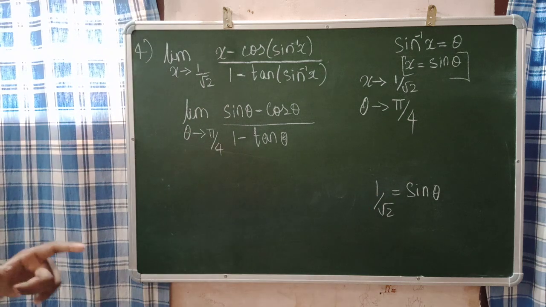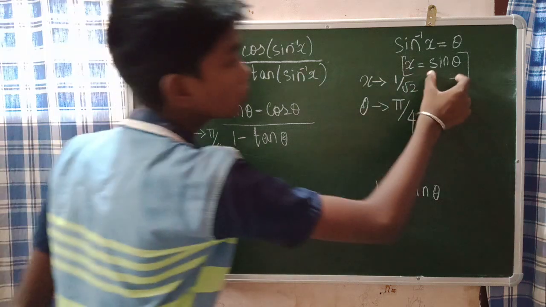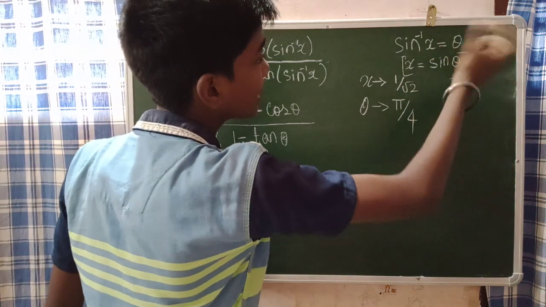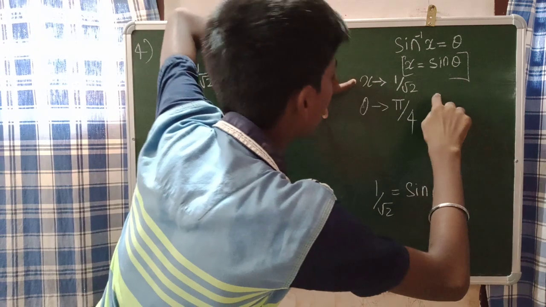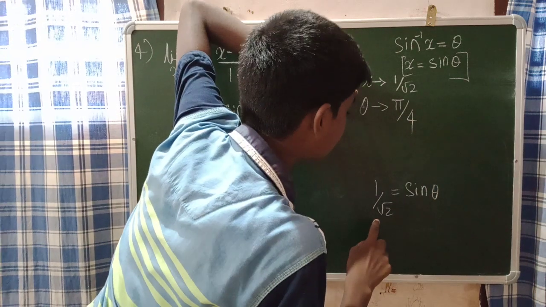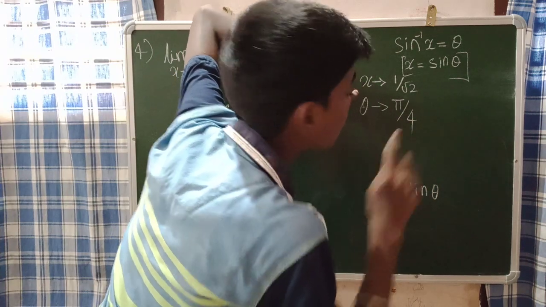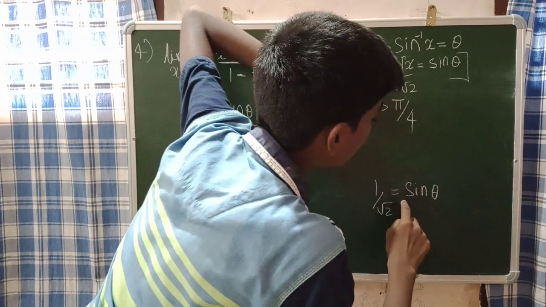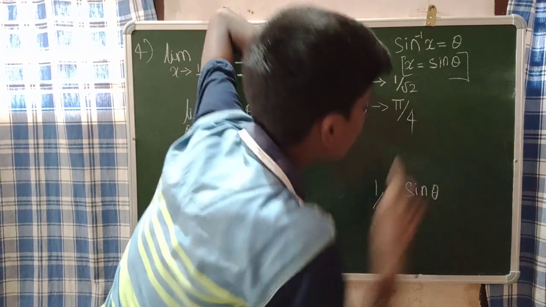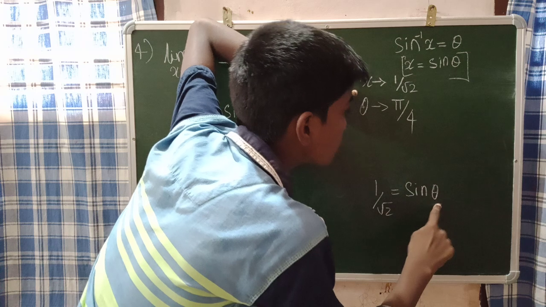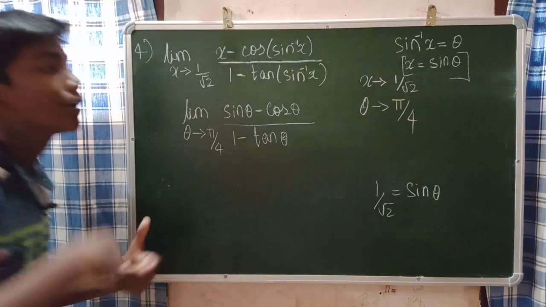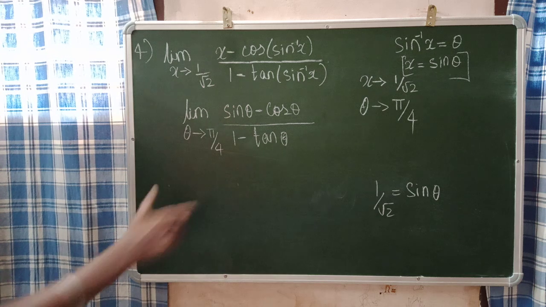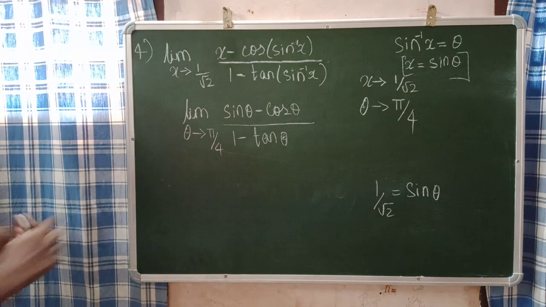This is what is very important. Just by using this particular thing, as sin inverse of x, you put it as theta, then x will be sin theta. If x is equal to sin theta, we know x tends to 1 by root 2, not pi by 2 guys, 1 by root 2. That will be equal to sin of theta. When you get 1 by root 2, that's only possible if theta is pi by 4. If theta tends to pi by 4 only, x tends to 1 by root 2. And that's why I am writing theta tends to pi by 4.